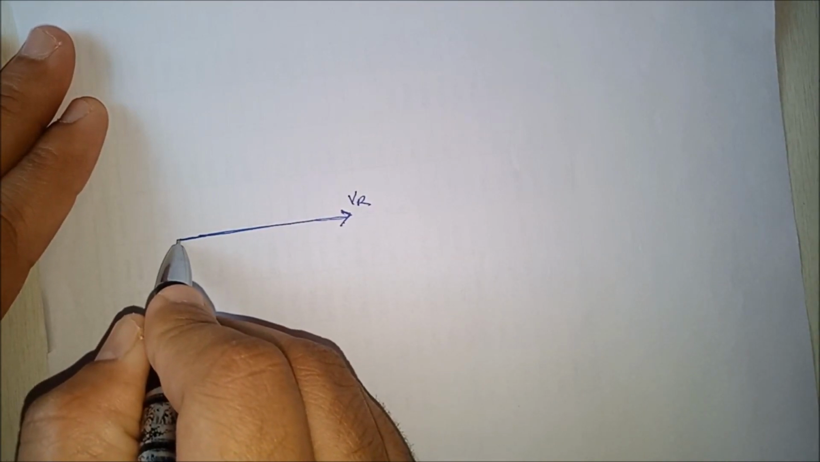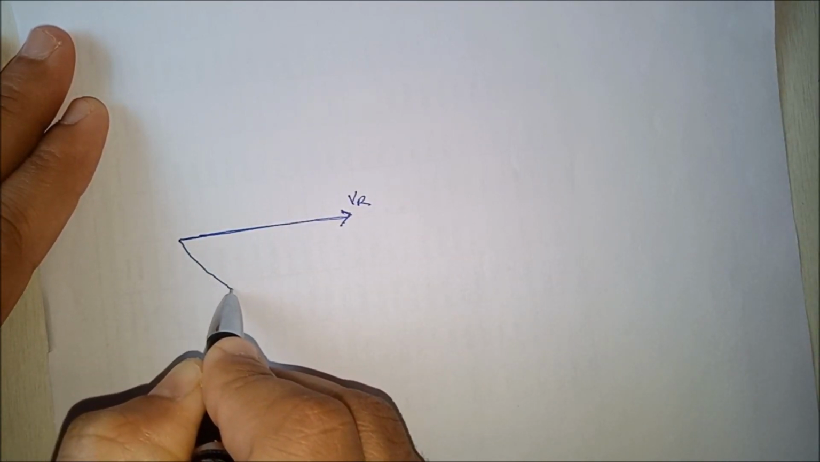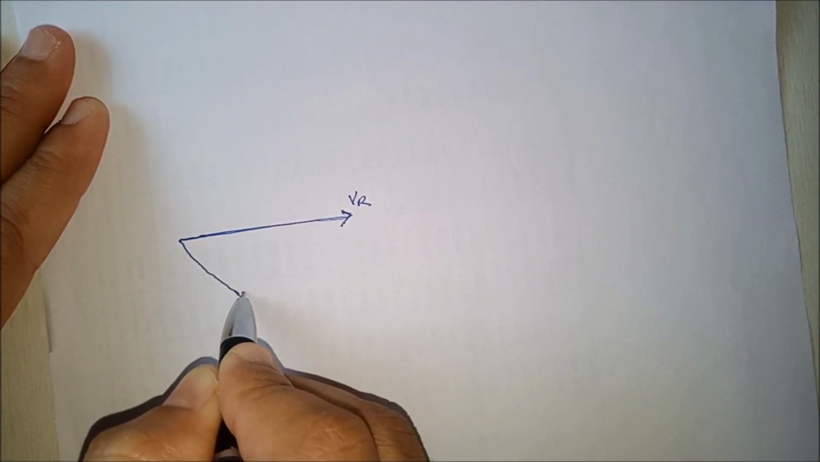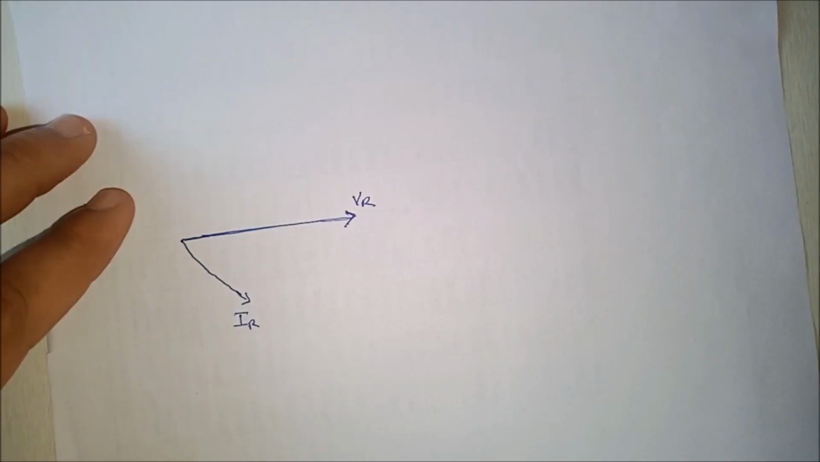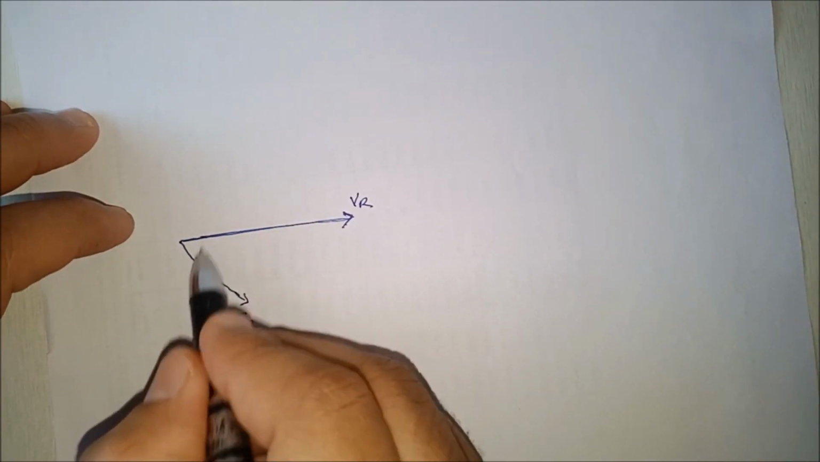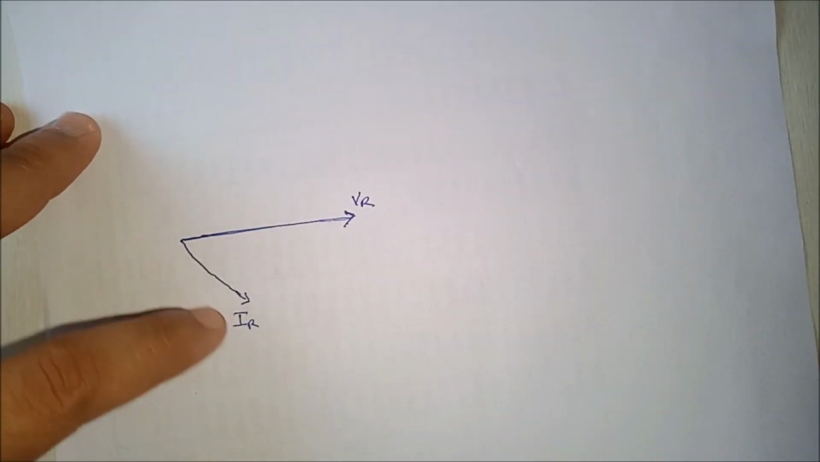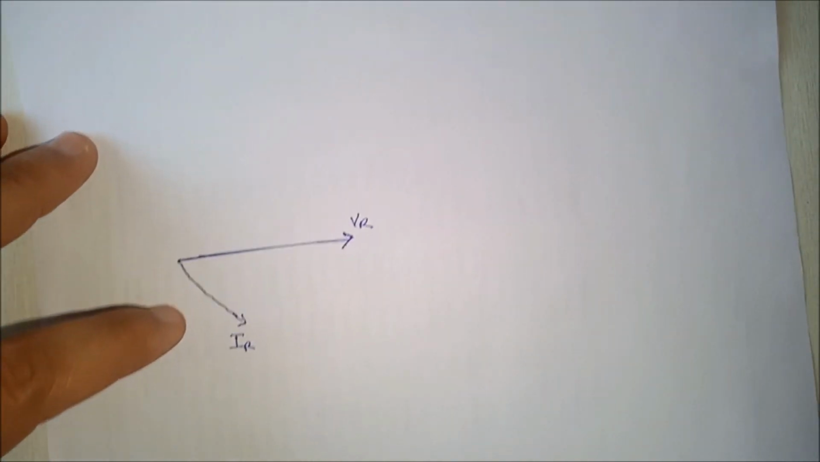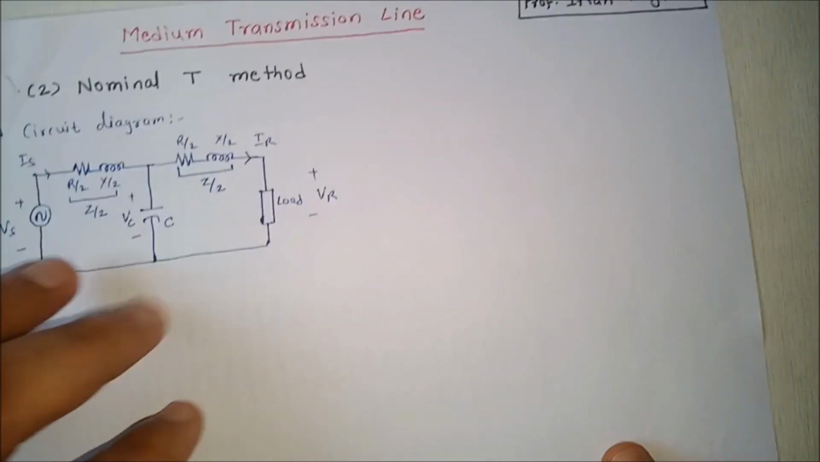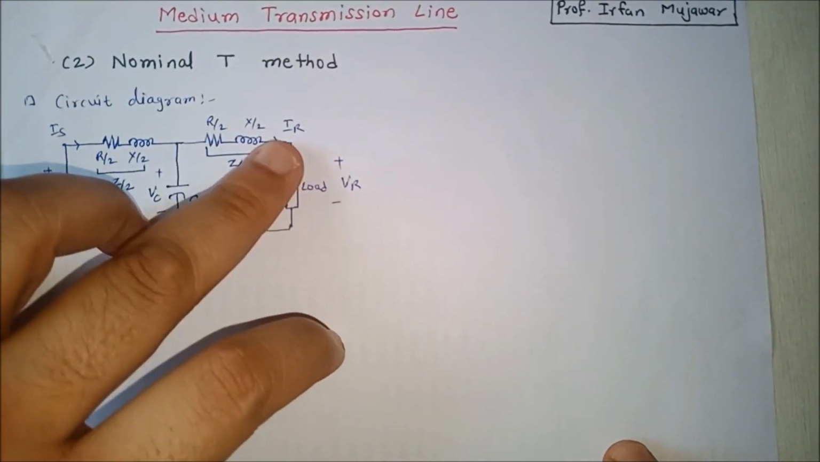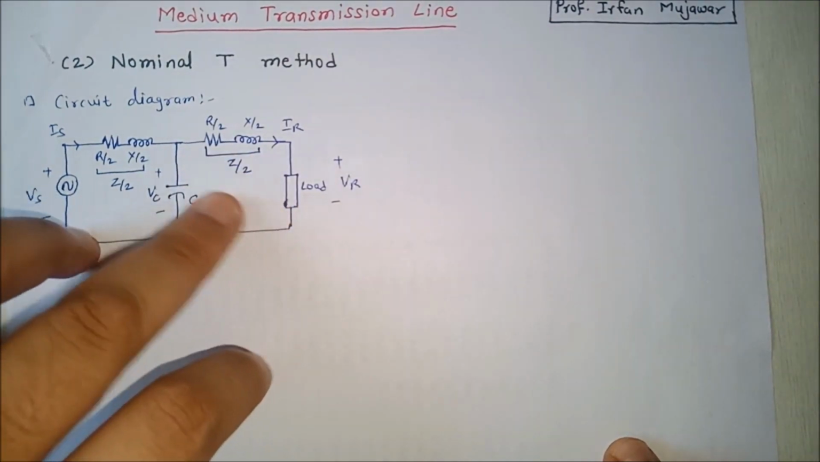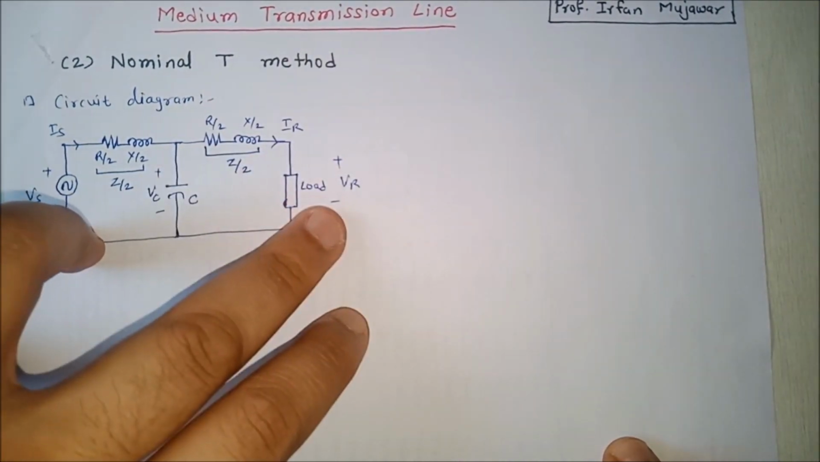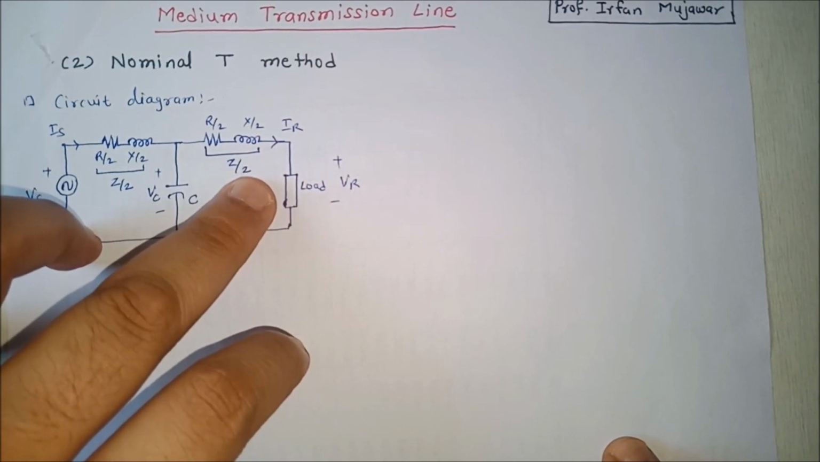Just for the phasor diagram purpose, I am indicating IR lagging by a little bit more angle because I have to draw other currents also. So this is your IR and this angle is phi r. IR will lag VR by some angle phi r. Lagging means clockwise direction. After VR and IR we have to obtain VC. How to obtain VC? We apply KVL in this loop. So VC will be VR plus IR into Z by 2.